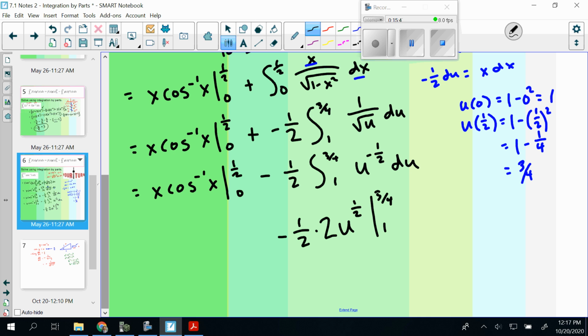So now we should be able to evaluate and solve this one. Now, had this been a calculator problem, of course you can use your calculator, but this is one they could maybe expect you to do without a calculator.